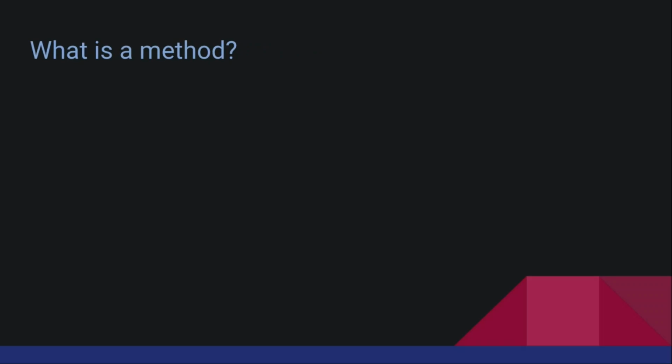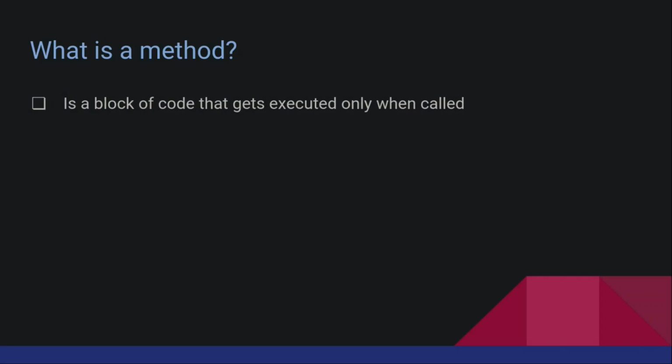Cool. So the first question is, what is a method, right? You have to understand what a method is before we even start declaring or defining methods. So a method is a block of code that gets executed only when called. And where do you call this method? You call this method inside your main function. So this is where you run all your programs. You're going to call your method inside there.